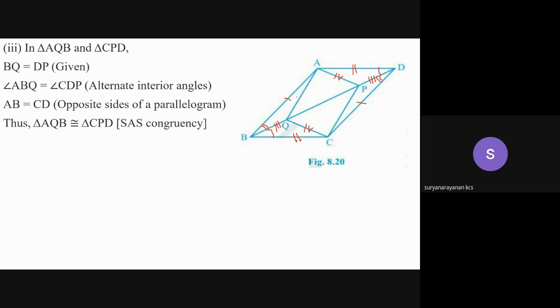So we are equating AQ and CP, these two sides. I am marking them by Roman number 5. Observe here in this figure, Roman number 5, here also I marked by Roman number 5. These two sides are marked by Roman number 5, which means these two sides are of equal length.